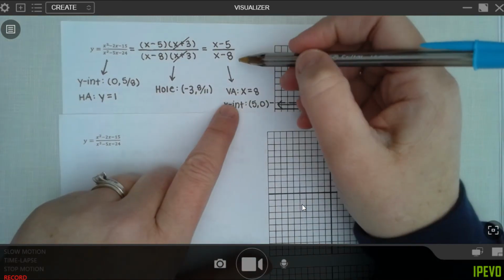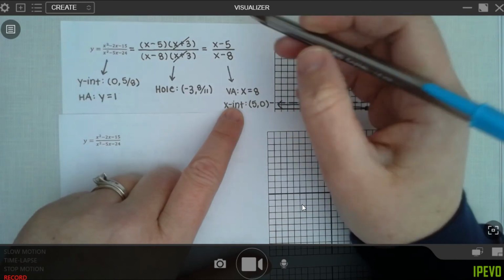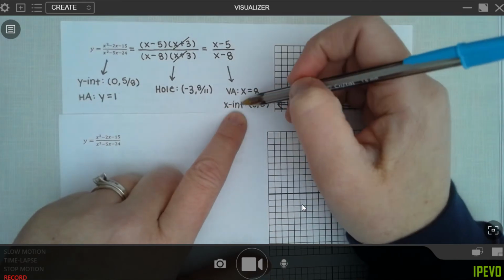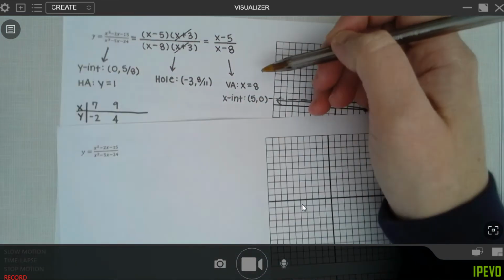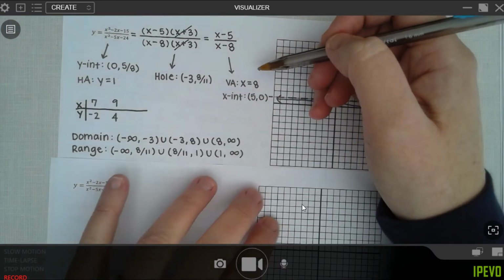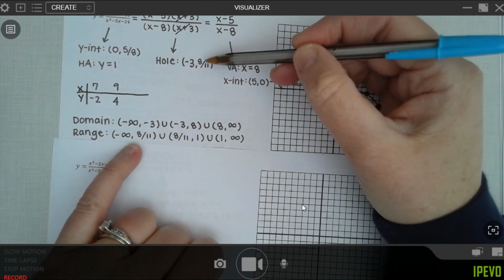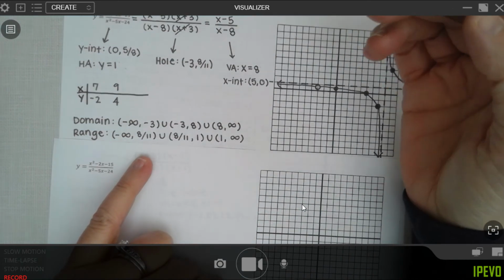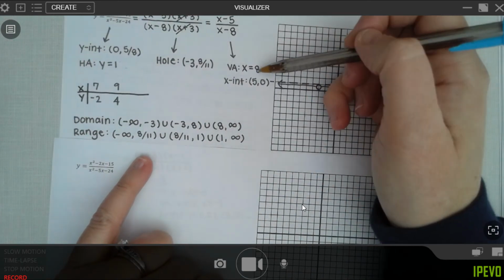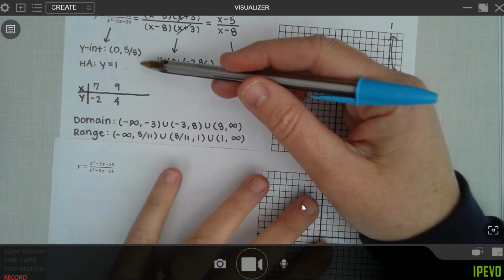Now the vertical asymptote is setting your bottom equal to 0. So that gives me 8. And then remember, the x-intercept is the top equal to 0. So that's where it gives me (5, 0). My domain is excluding my hole and vertical asymptote. Range excludes my hole. And then the horizontal asymptote, we end up not crossing this time too, because there was only one dotted line. So when there's only one dotted line for the VA, you usually don't cross the horizontal.